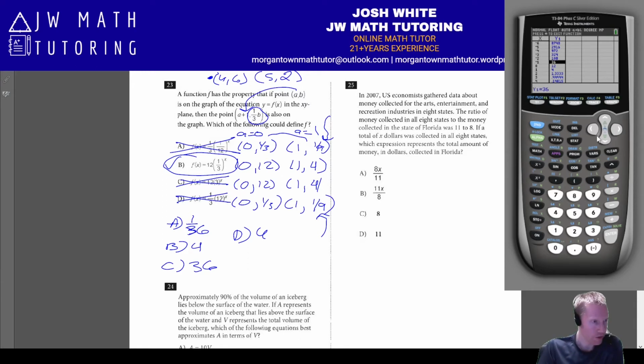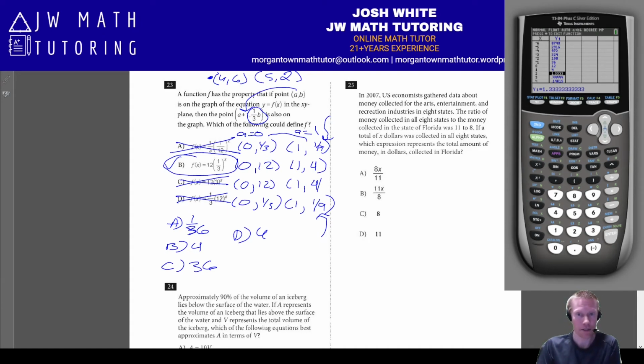Notice how the y value goes from 36 divided by 3 is 12. 12 divided by 3 is 4. 4 divided by 3 is 4/3, or 1.3 repeating, and so on. So that's my confirmation right there, just from these couple of points, that B is the correct answer.